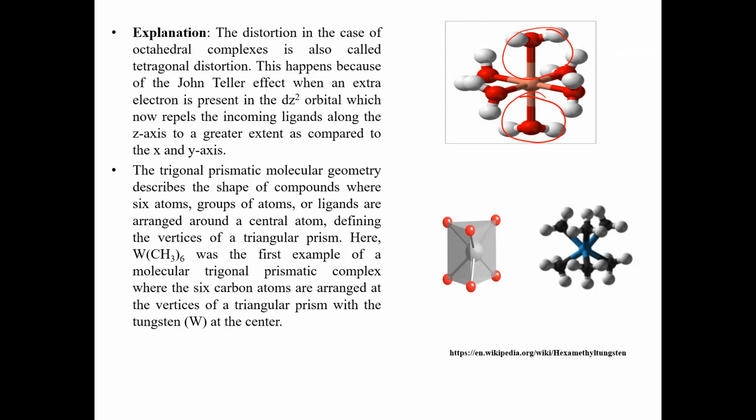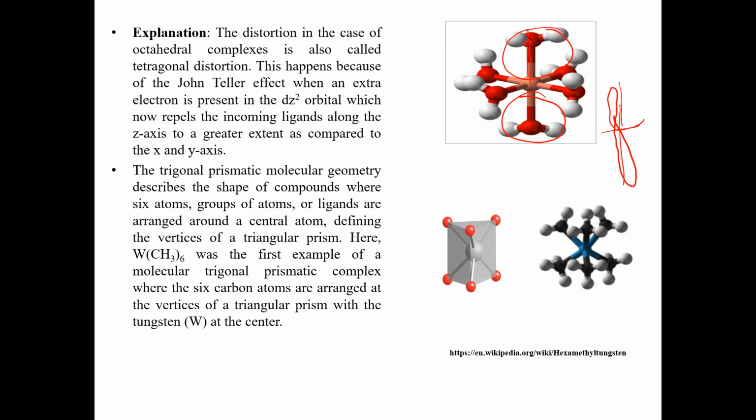This happens because of the Jahn-Teller effect when an extra electron is present in this orbital. So if you have any extra electron in the orbital dz square, basically the shape of this dz square orbital is along the axis. If you have electron density, that means an extra electron, it will repel the incoming ligands. So due to that repulsion, this ligand will move to this side, and you can say this bond will be elongated, right?